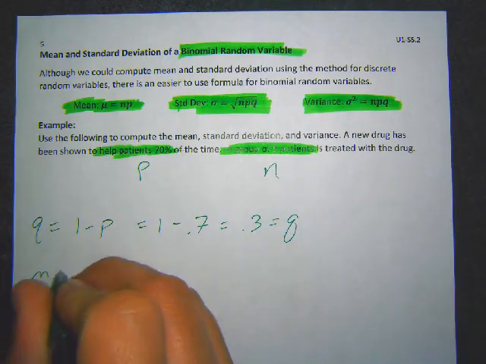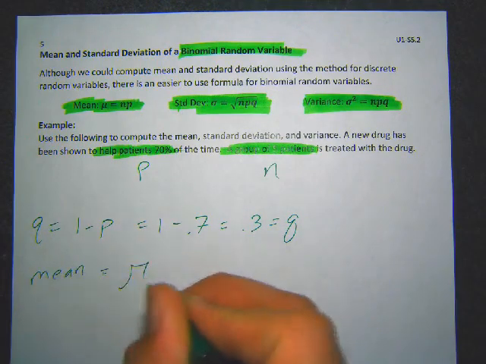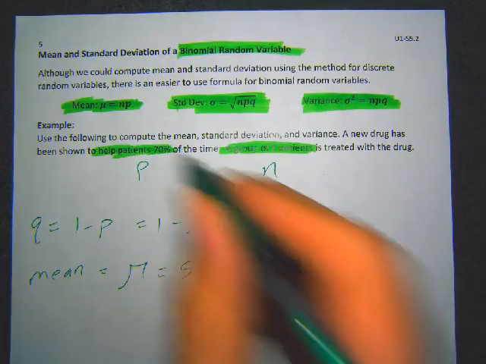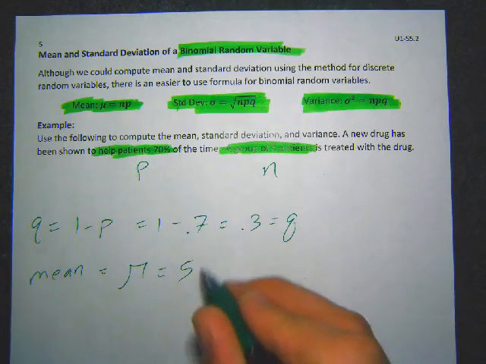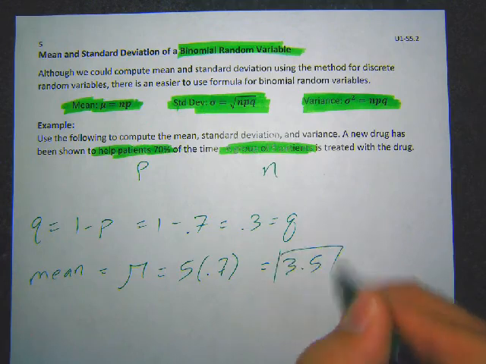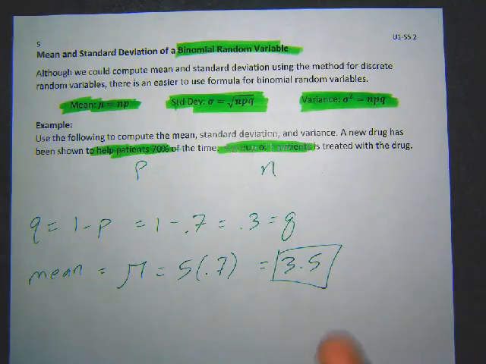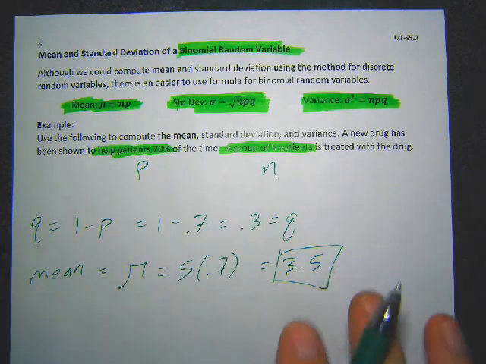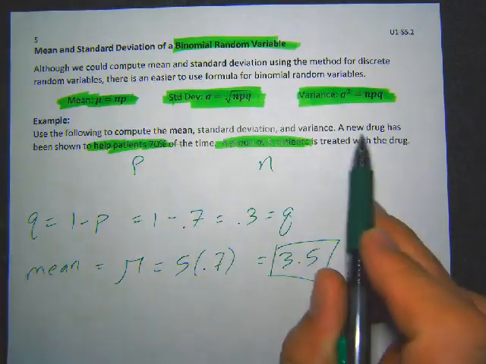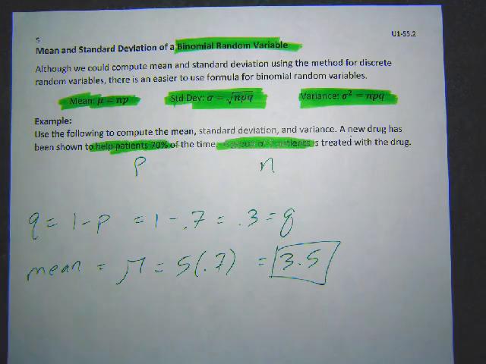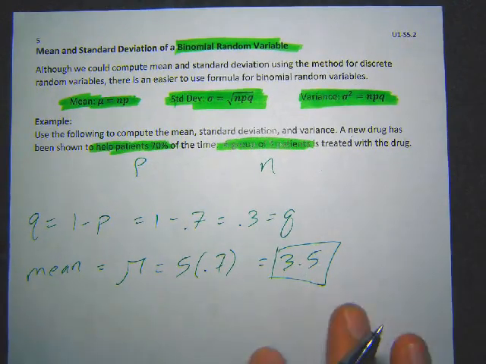First off, mean. Mean, this mu, is just the trial size, 5, times the probability, which is 0.7. Multiply those, you get 3.5. So about 3.5 is what we expect. On average, 3.5 of these people are going to be helped. It's a drug test question, where the new drug helps patients. 3.5 patients we should expect to be helped on average. More is surprising, less is a little surprising. It should be around 3.5 most of the time.